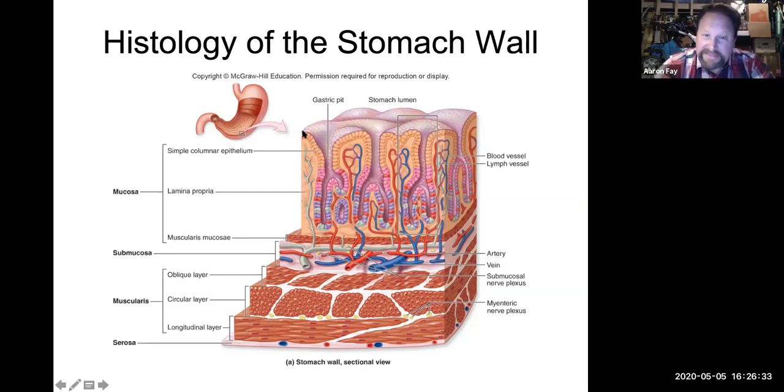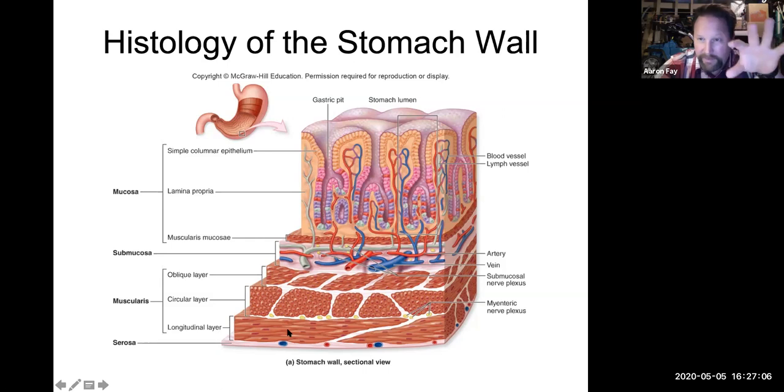So we're going to have an epithelium, this time simple columnar epithelium, because we need protection from stomach acid. We will have a lamina propria, which will have blood vessels and lymphatics. We still have the muscularis mucosae, which serves as a boundary line between the mucosa and the submucosa beneath it. Exterior to the submucosa, we have the muscularis. Remember, in the stomach, 3 layers of smooth muscle: inner oblique, middle circular, and outer longitudinal.